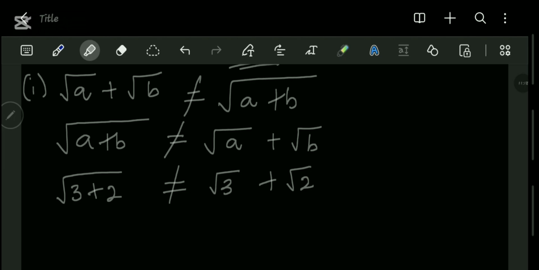So you can only add what is inside the surd. So you can only have this one now. This surd 3 plus 2 is just equal to surd 5. It's not equal to you splitting the surd. That's the law. That's the first law.